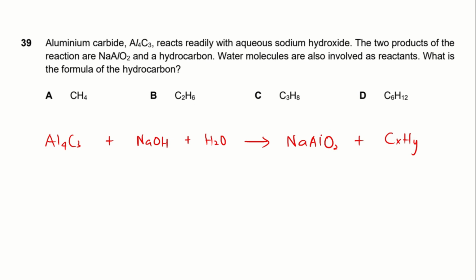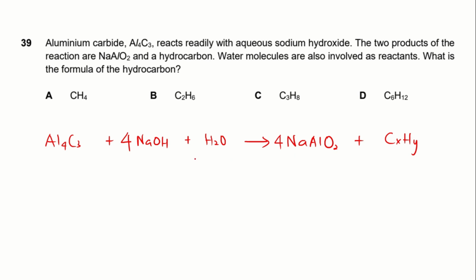I'm going to start with balancing the number of aluminium. There are 4 aluminium in aluminium carbide. So I need 4 aluminium on the right hand side. After that, I'll balance the number of sodium. On the right hand side of the equation, I have 4 sodium now. So I need 4 sodium hydroxide on the left.